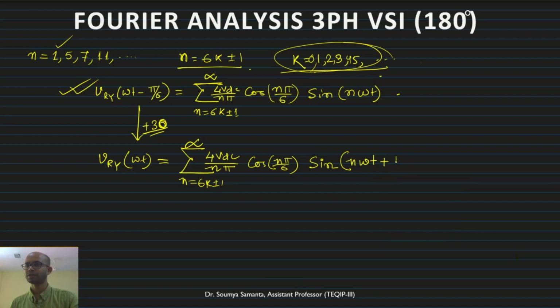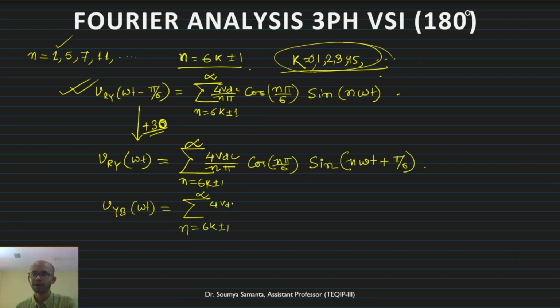So this is shifted by plus pi by 6, that is what we will get. This is for Vry. Similarly, what about Vyb? Similarly, what is Vyb of omega t? Just shift one more: sum over n equals 6k plus minus 1 to infinity of 4 Vdc by n pi cosine. This part will remain the same.